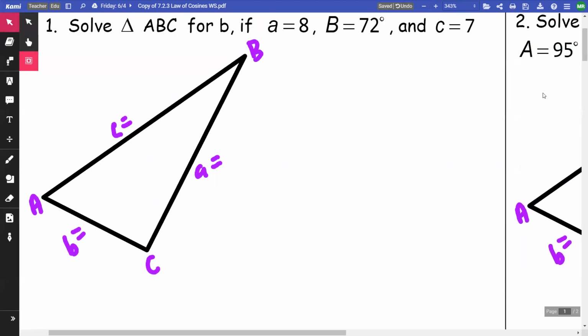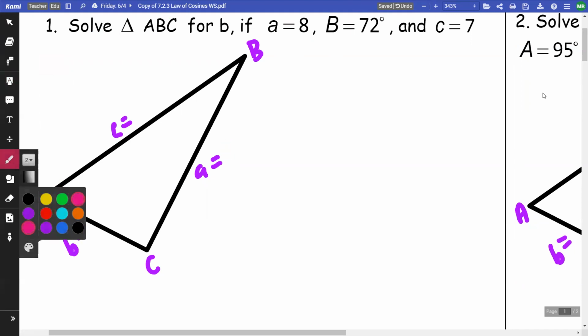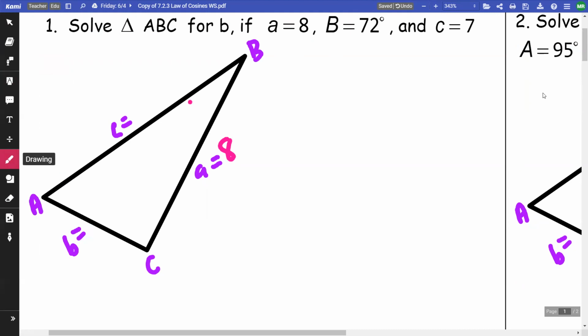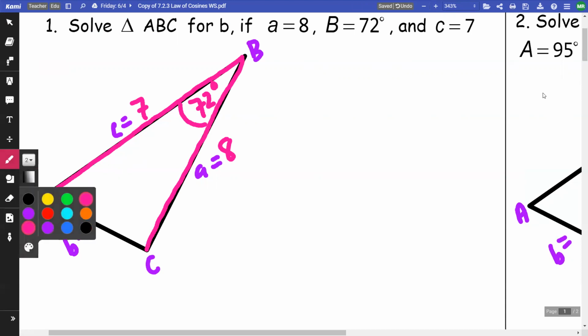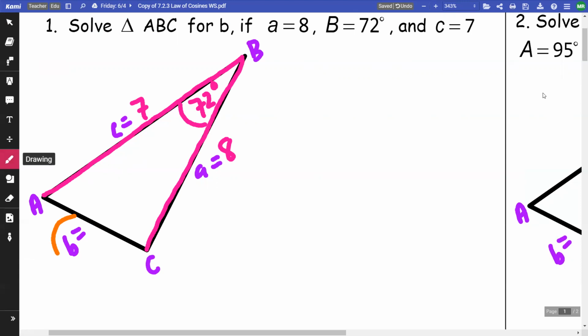Okay, so for this, they want us to solve for b. I know that little a is 8, I know angle B is 72 degrees, and little c is 7. So you'll notice I have side, angle, side, and I am trying to find the side opposite my angle B, which is little b.